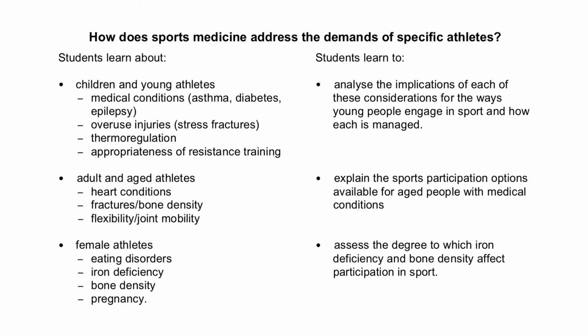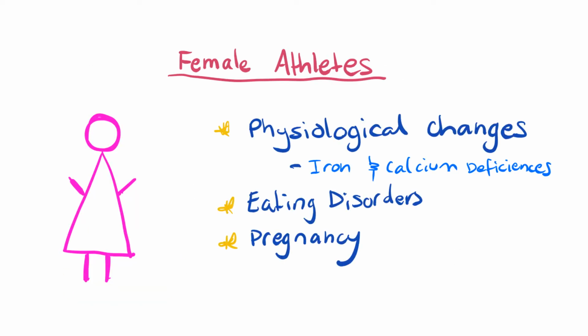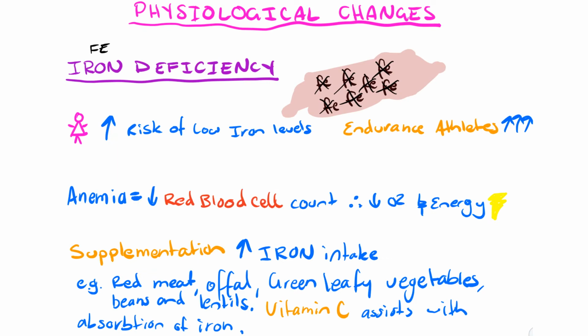So when we look at female athletes, we're looking at these 4 issues here. So these issues are physiological changes, which include iron and calcium deficiencies, eating disorders and pregnancies. So today we're going to have a look at how do these things actually impact on females and what does that mean in relation to performance. So we'll start by having a look at the physiological changes.